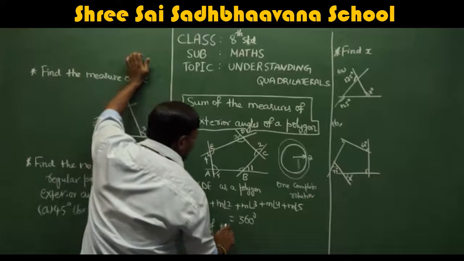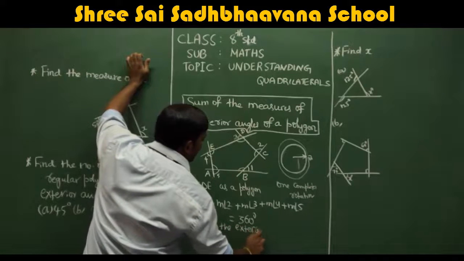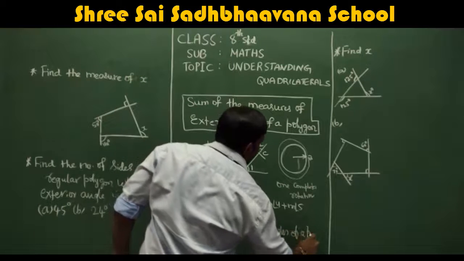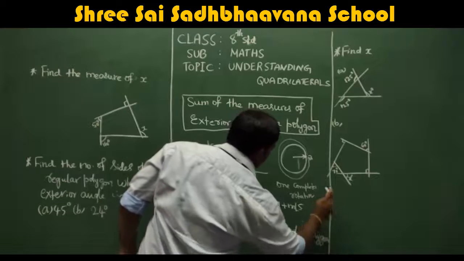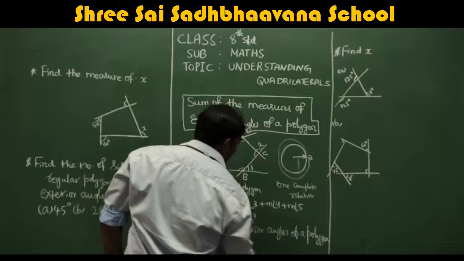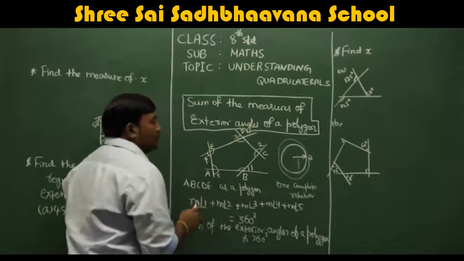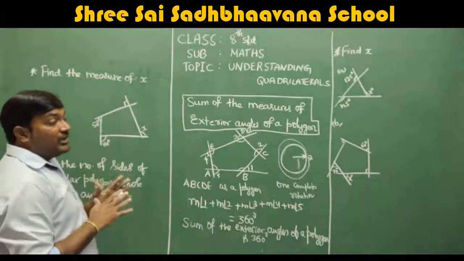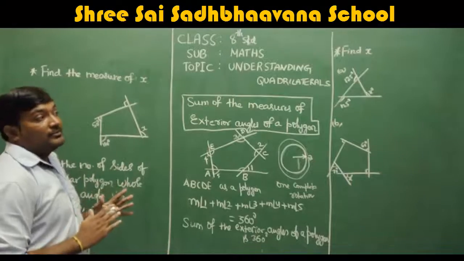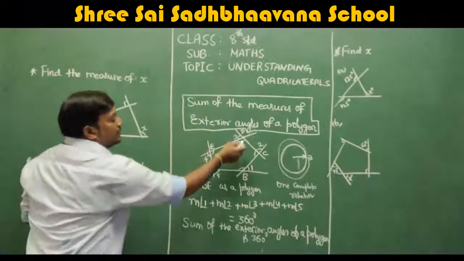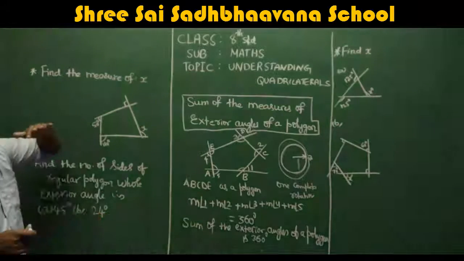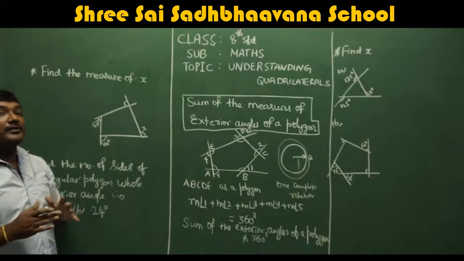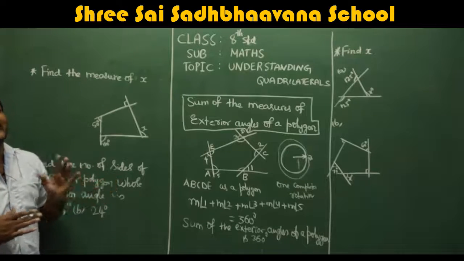I'll write here: the sum of the exterior angles of a polygon is 360 degrees. That you have to remember. Remember, this property is only for exterior angles, not for interior angles. Some people might get doubts about the angle sum. That is a different concept. We will discuss it later. So this is only related to the sum of the exterior angles of a polygon, not to the interior angles.